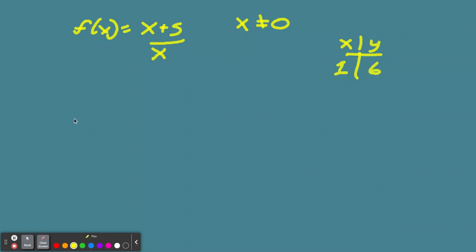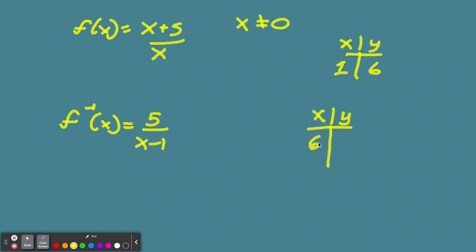So let's look at when we did the inverse function. We said f inverse of x equals 5 over x minus 1. Will we get a reverse input-output box? So we need a 6 there. Well, 6 minus 1 is 5. 5 over 5 gives us 1. So yes, it worked. All right, let's try one more.